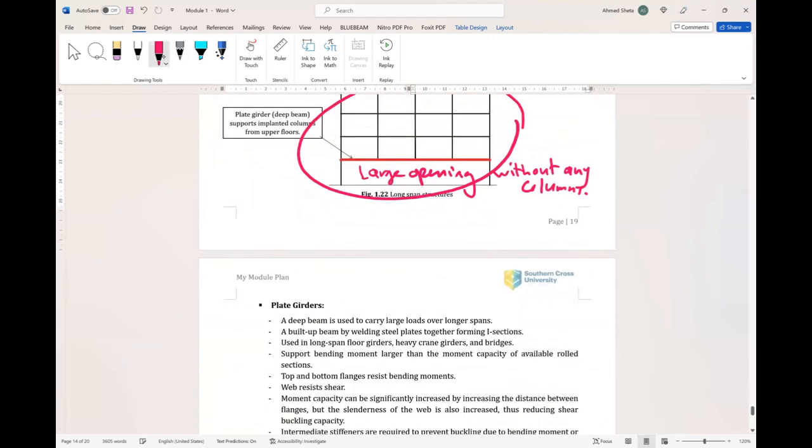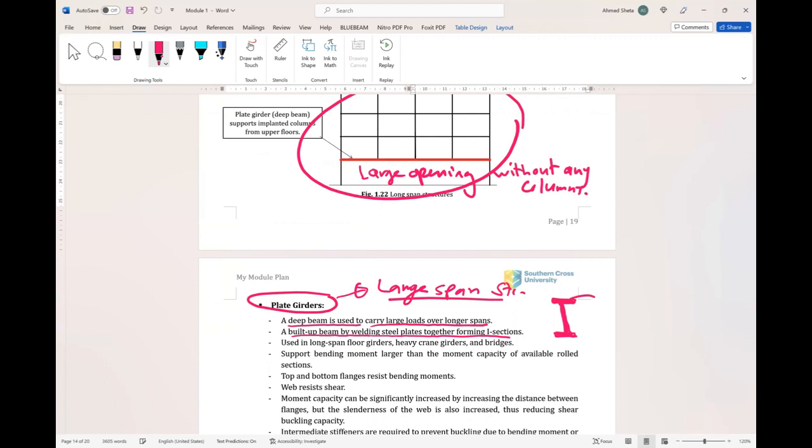Okay. In this part of the lecture, we are talking about the plate girder, which is used for large span structures. So the definition of the plate girder is a deep beam used to carry large loads over longer spans. These are built up beams by welding steel plates together forming an I section. So this is the top flange, bottom flange, and web. So top flange, bottom flange, and web are welded together.